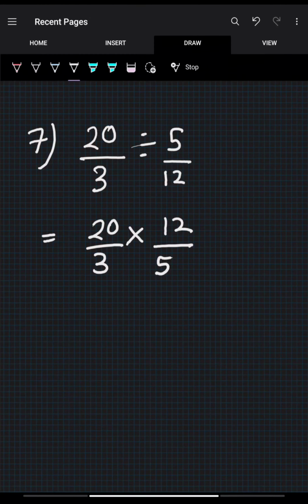Now we divide numbers in cross, so 20 divided by 5 is 4, and 12 divided by 3 is 4 as well. So 4 times 4 is 16.